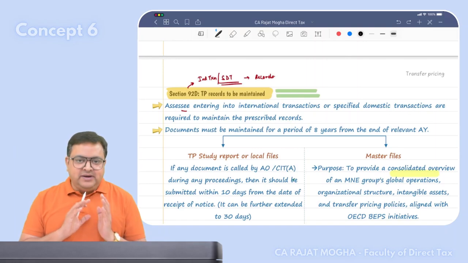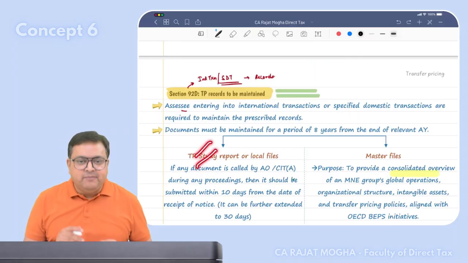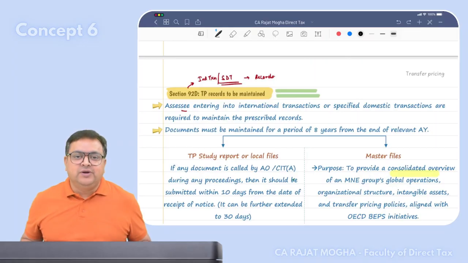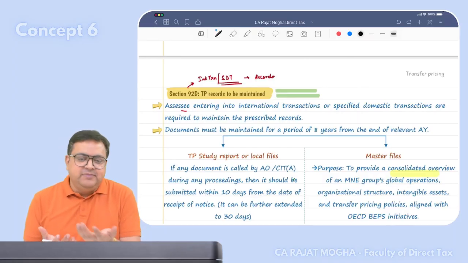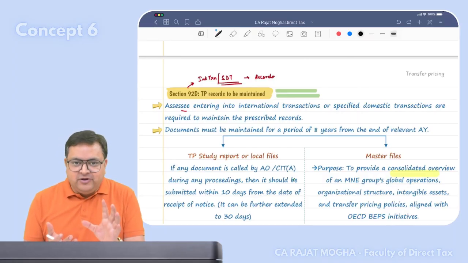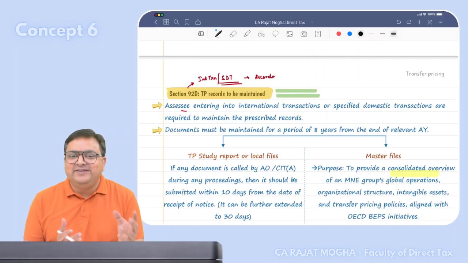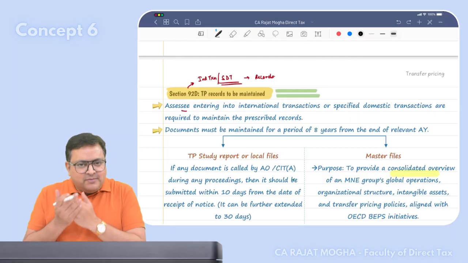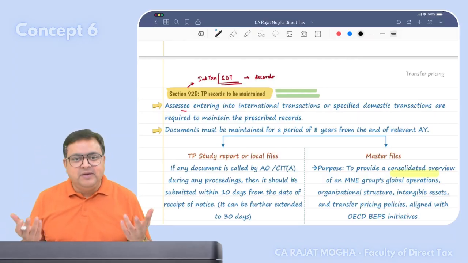See, you don't have to submit the records. One of the records is a master file that I'll tell you that you have to submit with the ROI. But generally, the documents which you maintain, which is called the TP study report, you don't have to submit with the return of income. See, it's the same as whenever you are doing a business or profession in PGBP, you have to maintain your records. Correct? Now, 44AA says that if the conditions are satisfied, you have to maintain the records. Do you submit those records with the return of income? The answer is no. Today, the return is a paperless return.